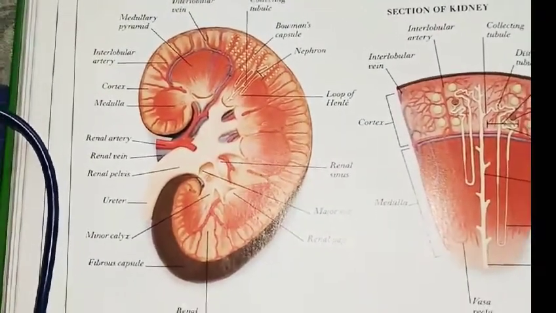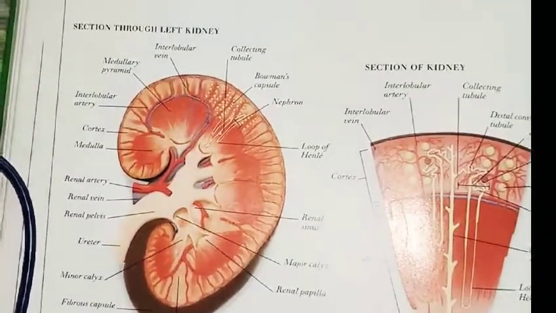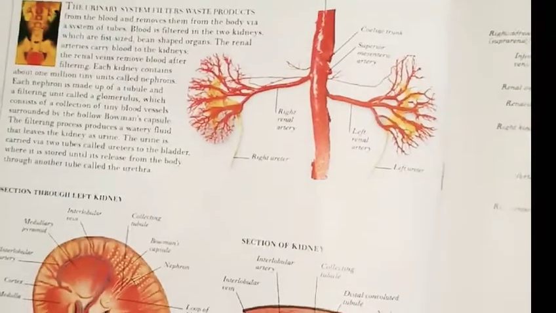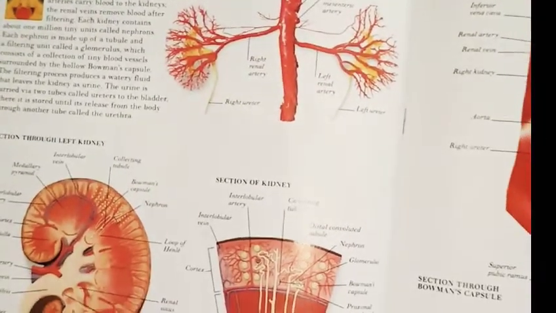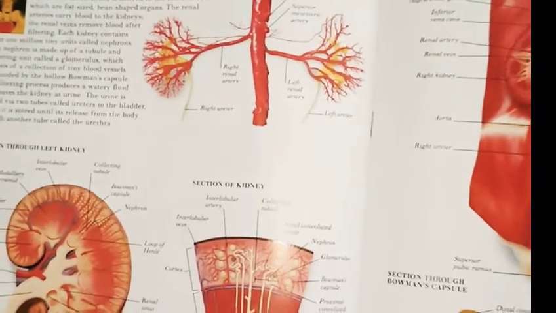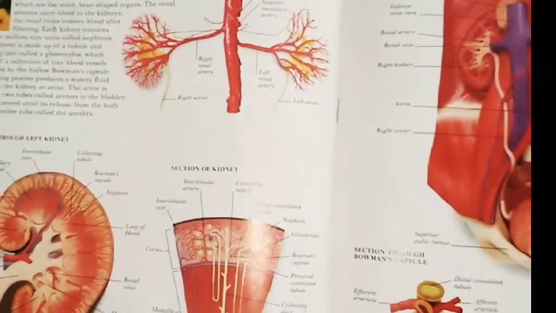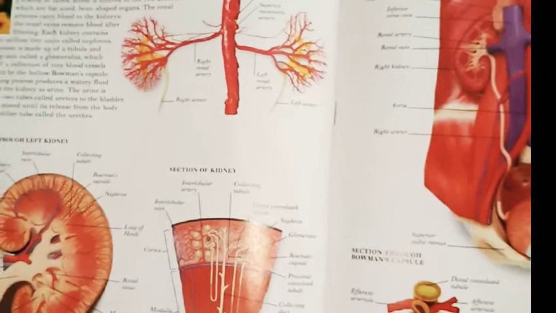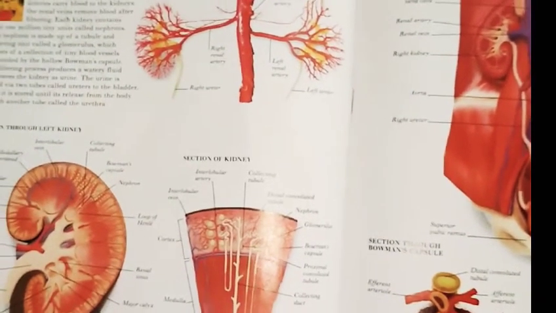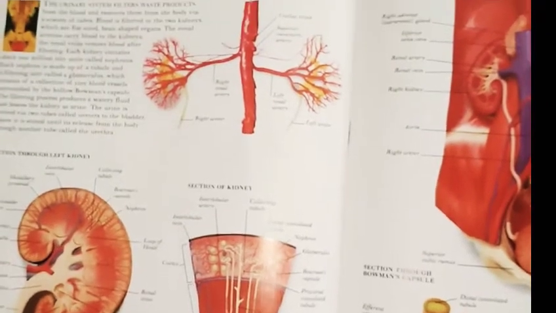Now we will move on to the nephrons. Nephrons are the structural and functional unit of the kidneys, and each kidney contains about 1 million nephrons. A nephron has two parts: the Malpighian corpuscle and the renal tubule. The Malpighian corpuscle comprises the glomerulus in the Bowman's capsule.